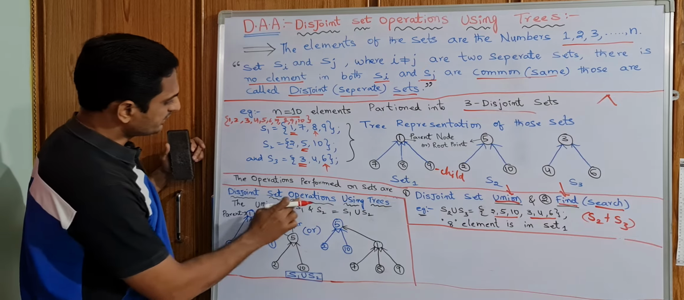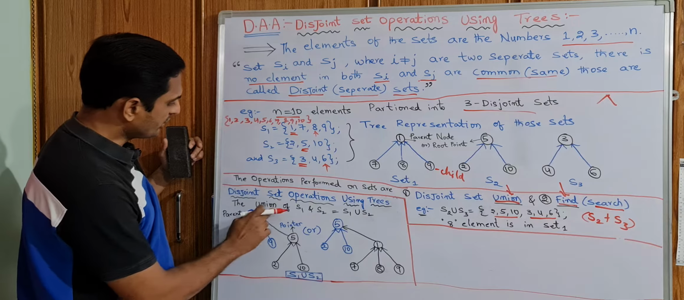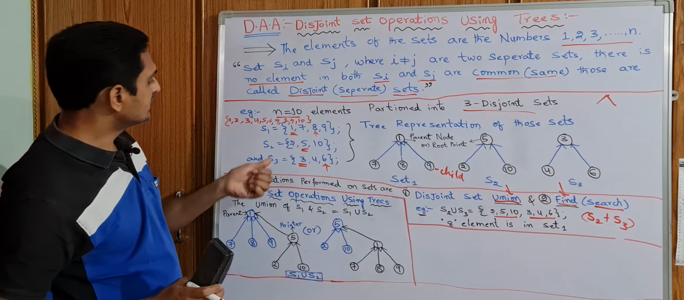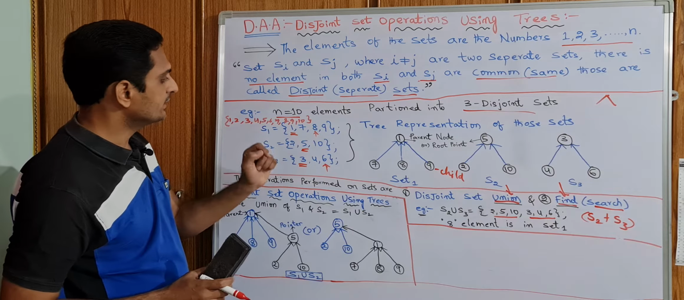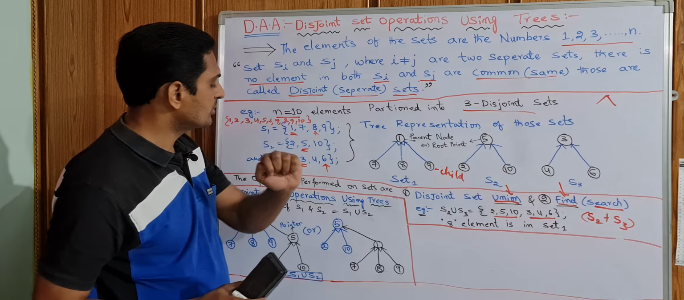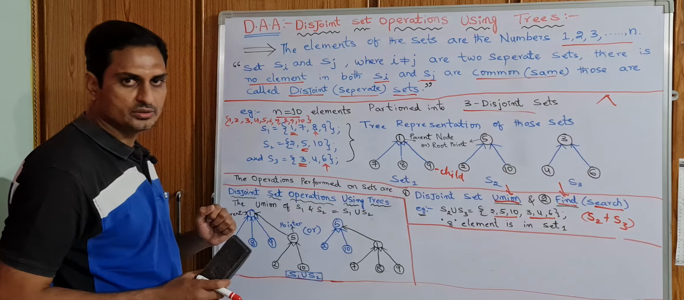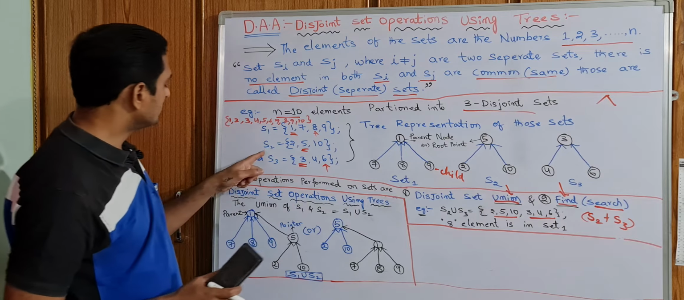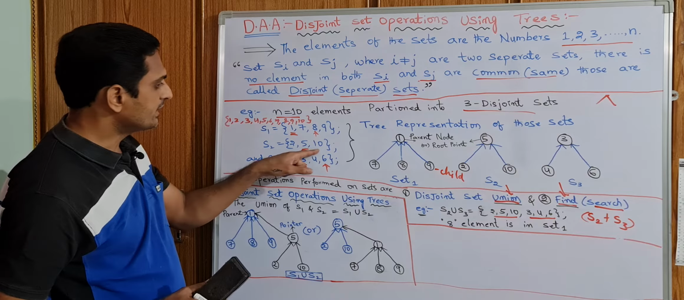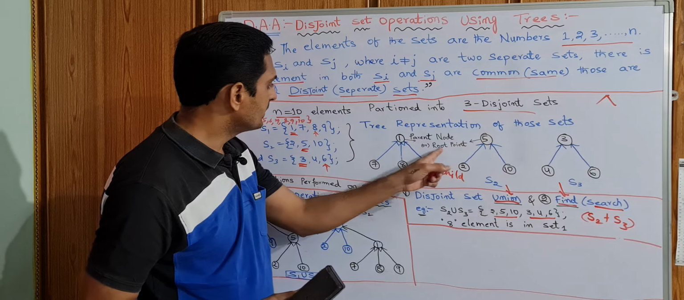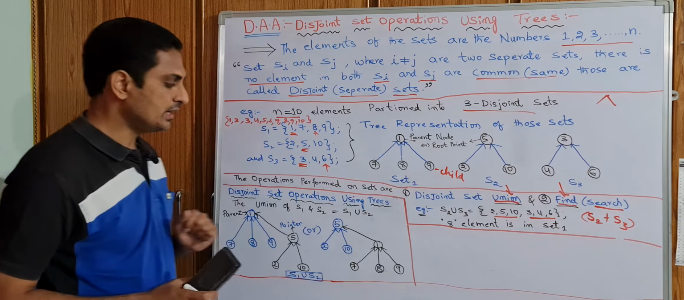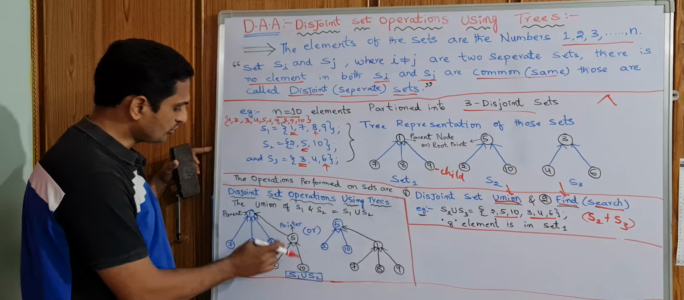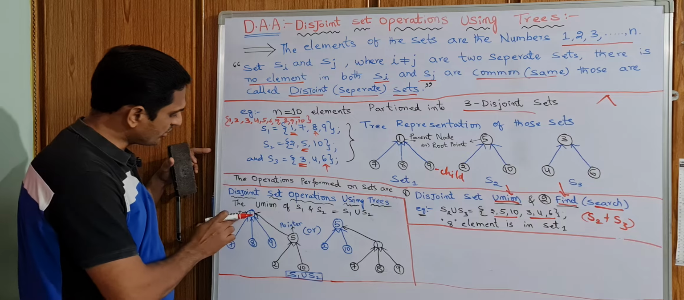For example, disjoint set operations using trees: the union of S1 and S2, nothing but S1 union S2. What do we have in set S1? The elements 1, 7, 8, 9. In the tree representation, 1 is the parent node and 7, 8, 9 are child nodes. And S2's elements are 2, 5, 10, where 5 is the parent root node and 2, 10 are child nodes. We combine the parent node of the second set S2 with the parent node of 1.